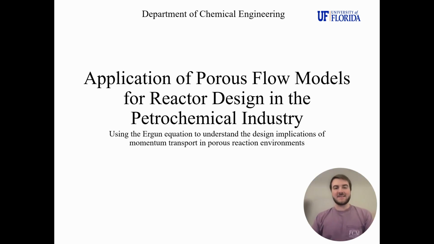Okay, so we've discussed natural oil reservoirs as porous formations, and we have discussed the ability of porous membranes to act as mechanical separations to replace distillation for crude oil. Now let's transition to the application of porous flow models in the field of reactor design in the petrochem industry.